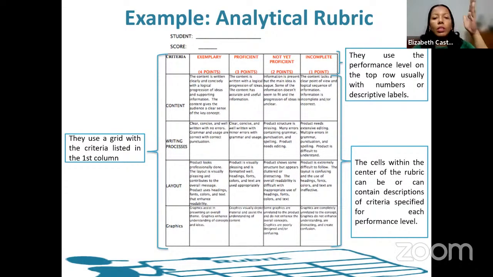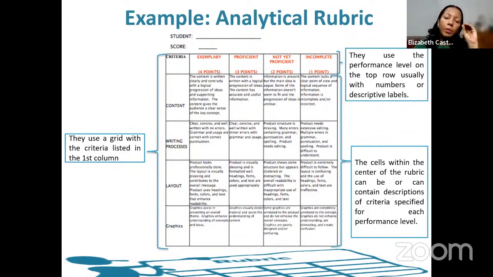On the left, you see the criteria: first, content, writing processes, laid out, graphics. For example, in this activity, they use a grid with the criteria listed in the first column. This is the model, the example. Then on top, you need to create the different levels they could be evaluated on. For example, exemplary, 4 points. It means something wow. Proficient, 3 points. Not yet proficient, 2 points. And incomplete, 1 point. So at least they receive minimum 1, maximum 4 points according to the areas.